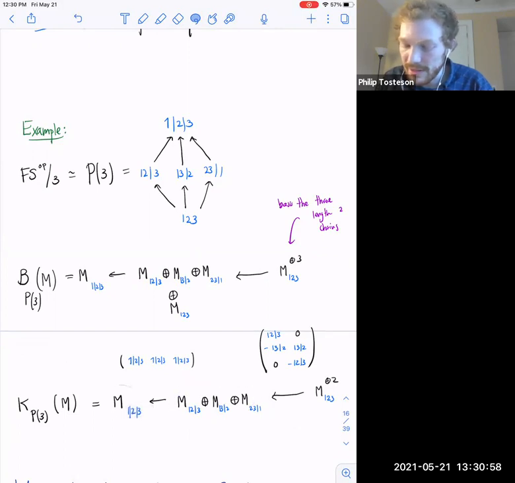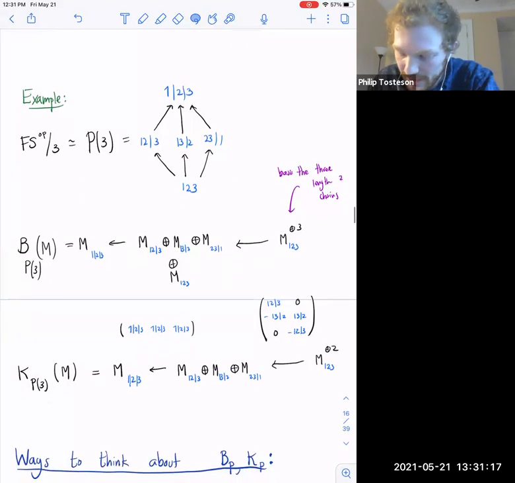Kind of the kernel in both these cases is trivial. The kernel here is spanned by the difference of any pair of chains. So you can choose 2 chains and you can choose 2 of those differences, and that'll give you this here. So this is kind of what it looks like in the P3 case.